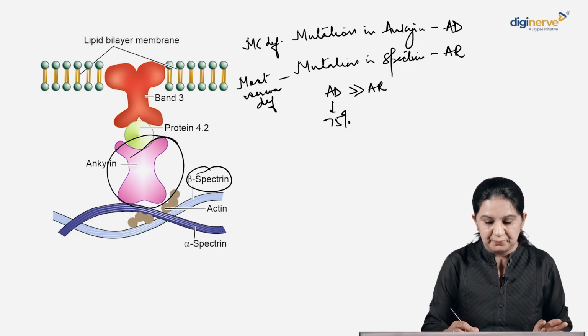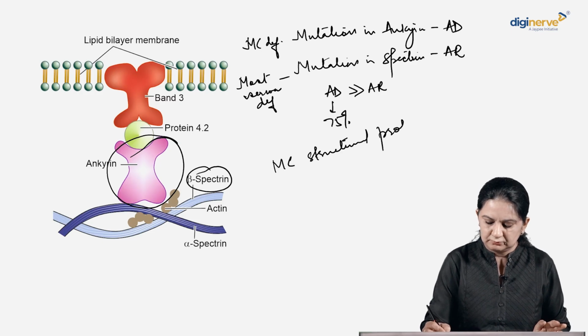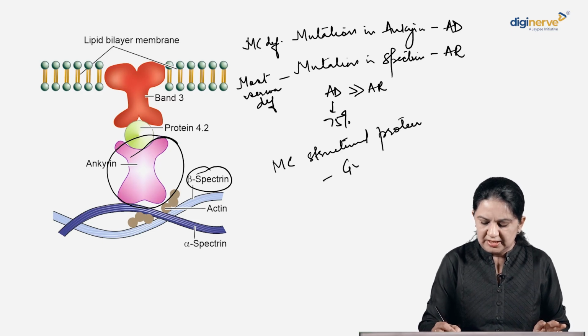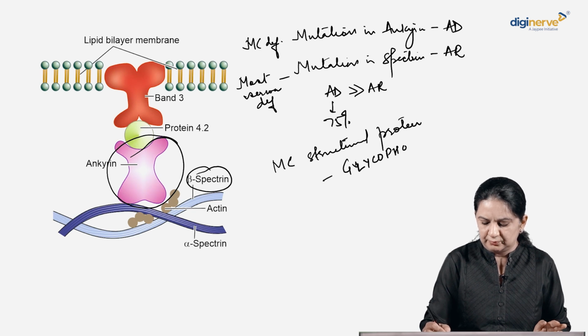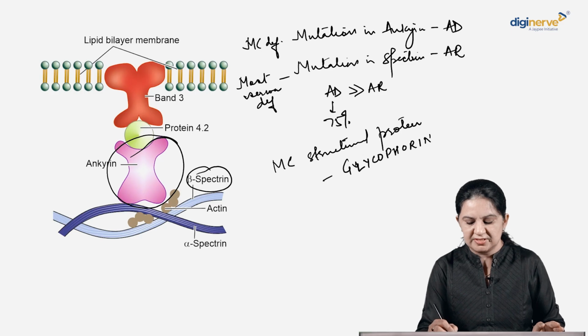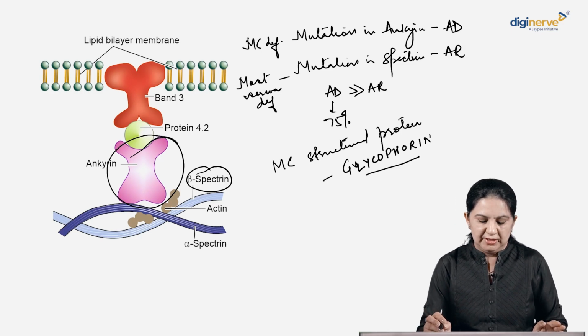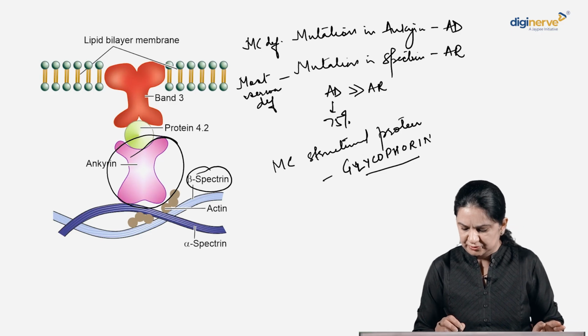The most common structural protein in the red cell membrane is glycophorin, but you will never see a defect in glycophorin in hereditary spherocytosis.